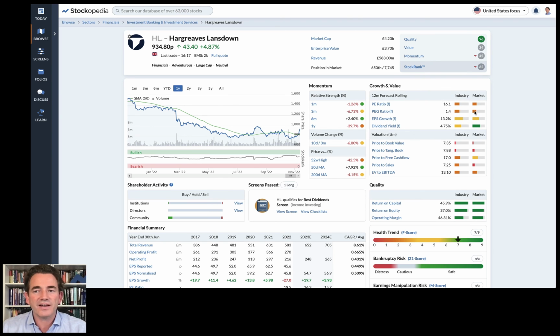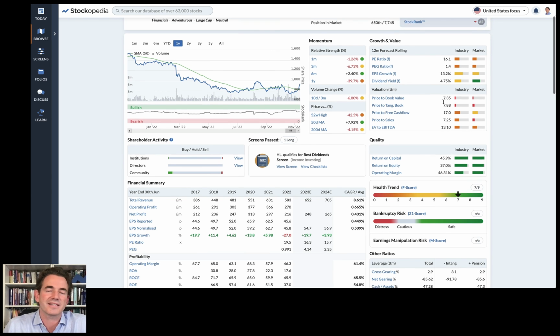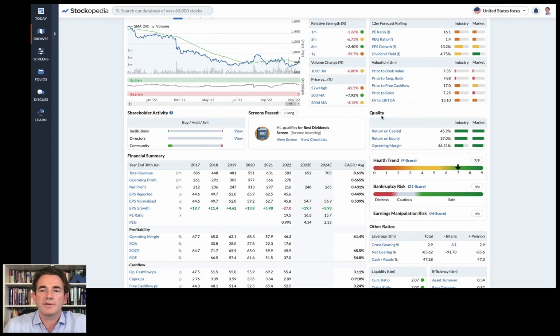And scan the traffic lights. Well, a medium kind of PE ratio against the market. It's not cheap, but it's not super expensive. Earnings growth, it's still got fairly moderate earnings growth. And it's a bit more expensive on things like hard assets, but you'd expect that because this is a service firm. But look at those quality metrics. Return on capital, very high.